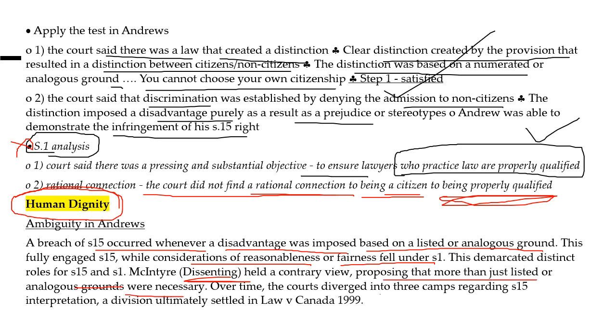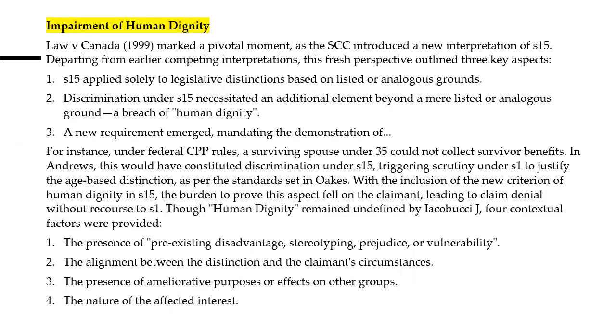Over time, the courts diverged into three camps regarding Section 15 interpretation, a division ultimately settled in the Law versus Canada 1999 case. Here, the Supreme Court of Canada introduced a new interpretation of Section 15. They said that rather than just focusing on discrimination, there is a concept of human dignity that should also be brought into the picture. Departing from the earlier competing interpretations, this fresh perspective outlined three key aspects.